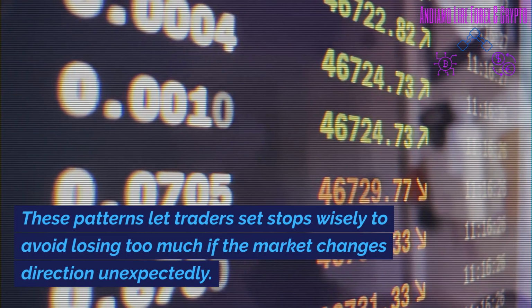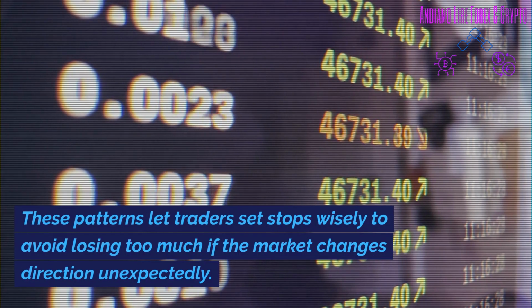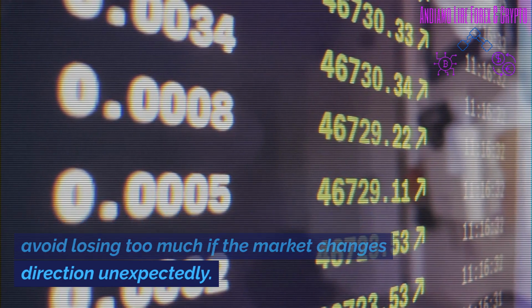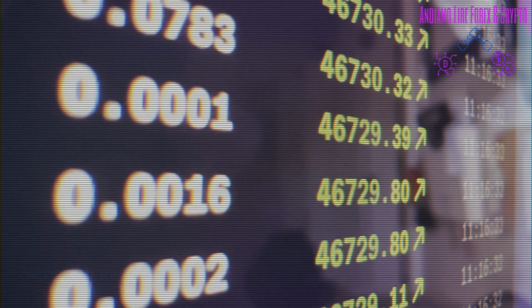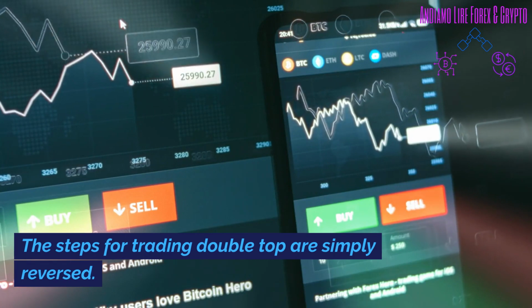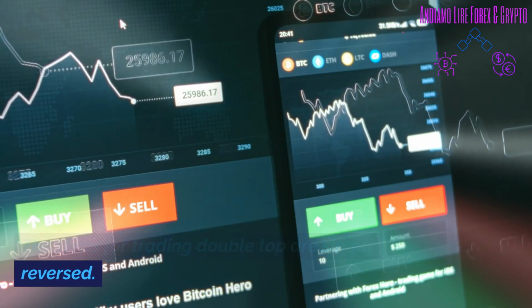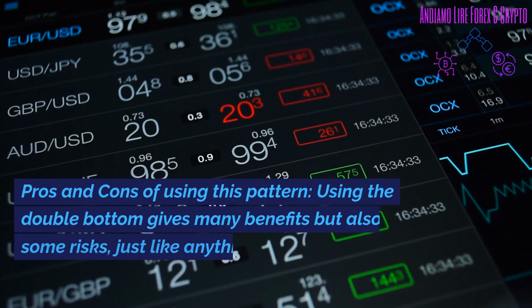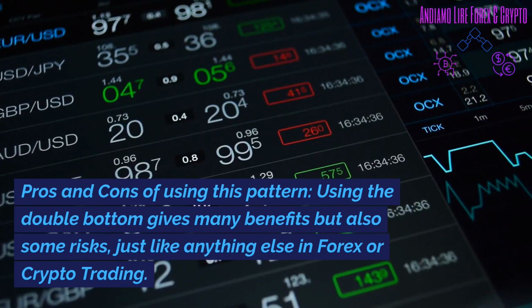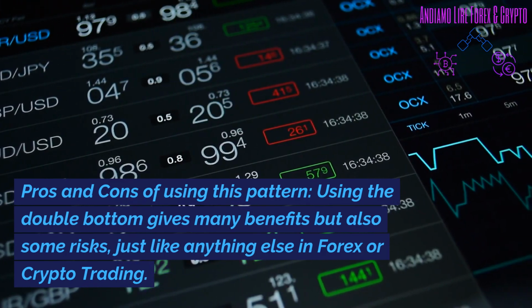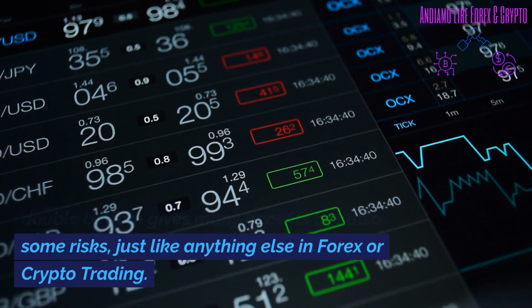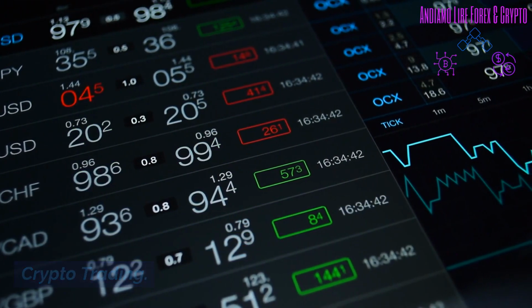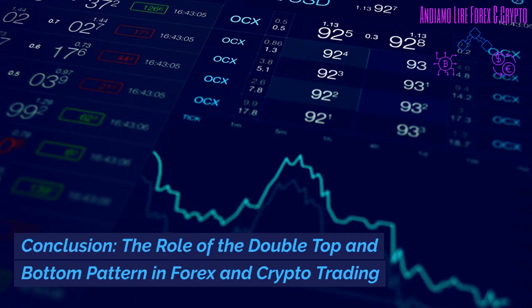These patterns let traders set stops wisely to avoid losing too much in case the market changes direction against you unexpectedly. The steps involved for trading the double top are exactly the same except reversed. Pros and cons of using this pattern. Using the double bottom gives many benefits, but also some risks, just like anything else in Forex or crypto trading.